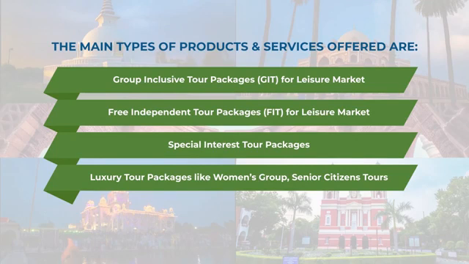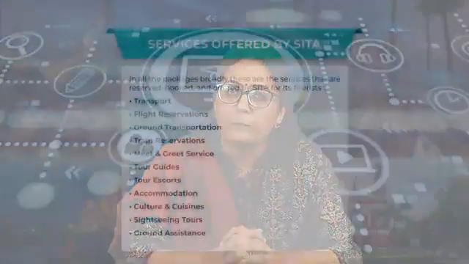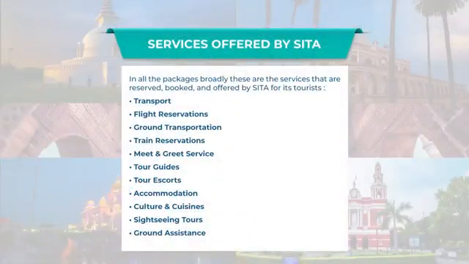On all the 4 types of packages discussed, there is a broad set of services offered by SITA. As an inbound company, SITA takes care of the tourist from the moment he or she reaches the destination up till the time they go back to their home. So they reserve, book and offer a wide variety of services to tourists, starting from flight reservations, then ground transportation, if required train reservations, then meet and greet service at the airport or at the railway station, helping them with knowledgeable tour guides and tour escorts, booking accommodation as per their choice, offering them culture and cuisine of India so that they can relish it, offering them unique sightseeing tours that enhance their knowledge and experience, and other ground assistance which is required by the tourists.